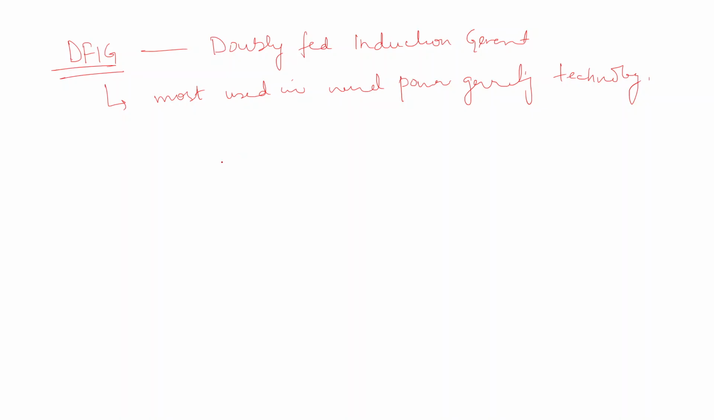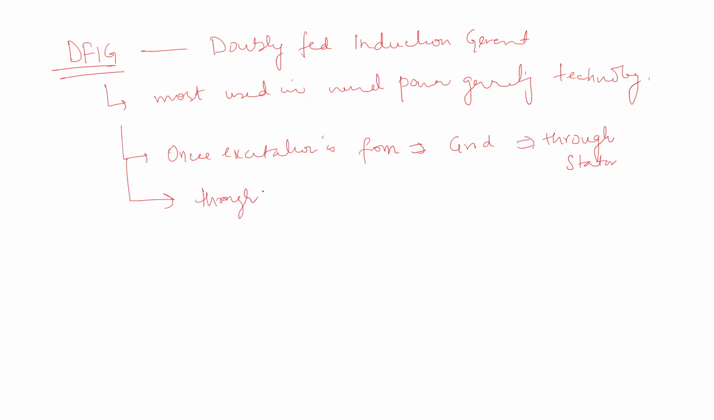Actually, what happens here is this. The basic grid connected asynchronous generator gets its excitation from the grid through the stator winding, and it has a limited control over the frequency and the output voltage. But in this, another excitation is taken through the slip rings, which leads to a greater control over the generator output. That's why this DFIG consists of a three-phase wound rotor generator with its stator winding.